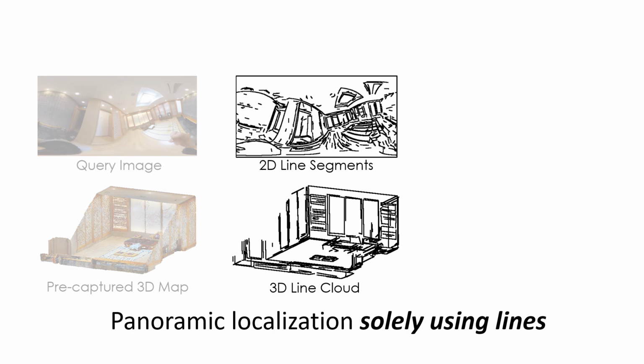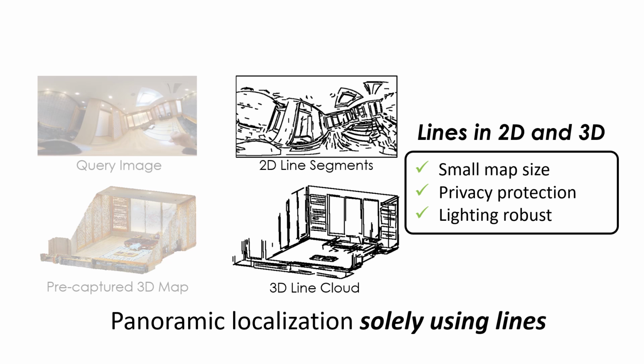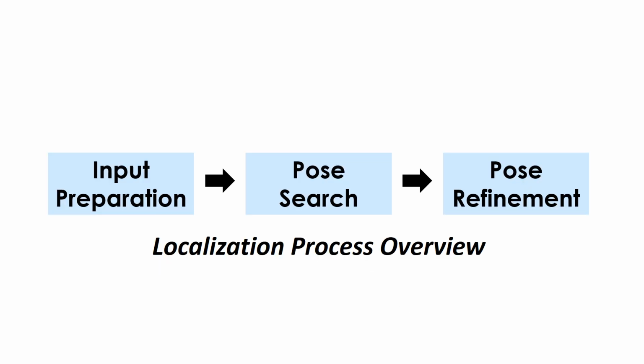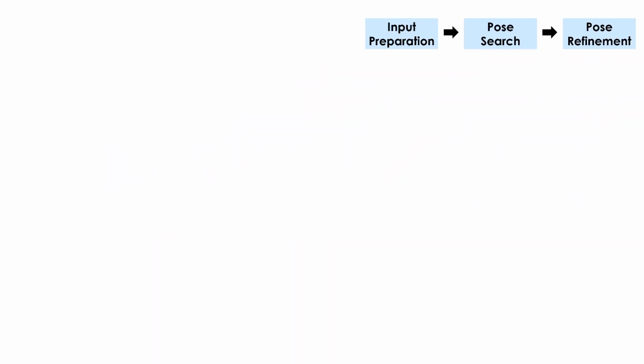In this paper, we present an alternative direction with a localization pipeline that operates solely using the geometry of lines. By exploiting lines, our method attains a small map size, can mitigate privacy concerns, and remain robust against lighting changes. Our method operates through a three-step process of input preparation, pose search, and refinement.